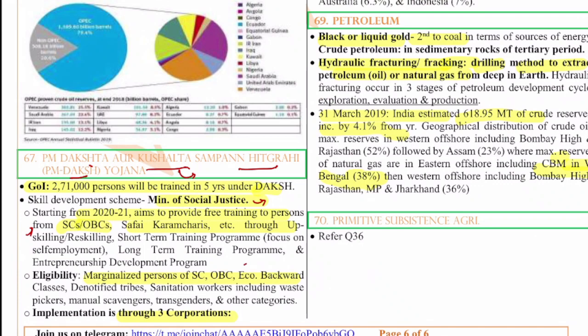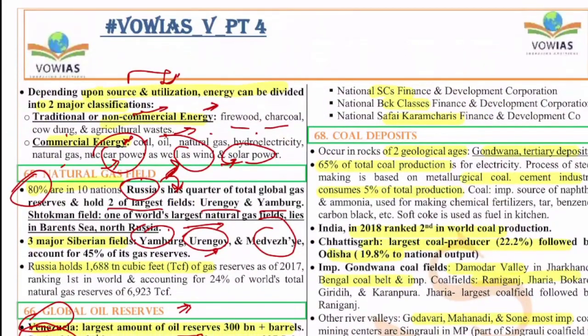Eligibility: the marginalized people of SC, OBC, economically backward classes, denotified tribes, sanitation workers including waste pickers, manual scavengers, transgenders and other categories. It is implemented through three corporations: the National Scheduled Castes Finance and Development Corporation, the National Backward Classes Finance and Development Corporation, and the National Safai Karamcharis Finance and Development Corporation. It is implemented through all these three.